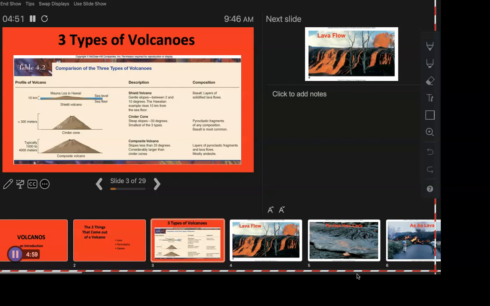So shield really does imply something. It gives you an image in your head. If for some reason you can't picture a shield, think of a trash can lid. It's very wide, broad, not too horribly steep, but there is a slope to it. Whereas cinder cones are much more like an ice cream cone, very steep, very pointy. If you were standing at the bottom of it, it would seem very tall, of course. But all this is relative, right? Compared to the other volcanoes, this is the smallest, but it still seemed big to you. And then composite, as the name may or may not imply to you, is a mixture of both. It has some of the properties of a shield volcano and some of the properties of a cinder volcano.